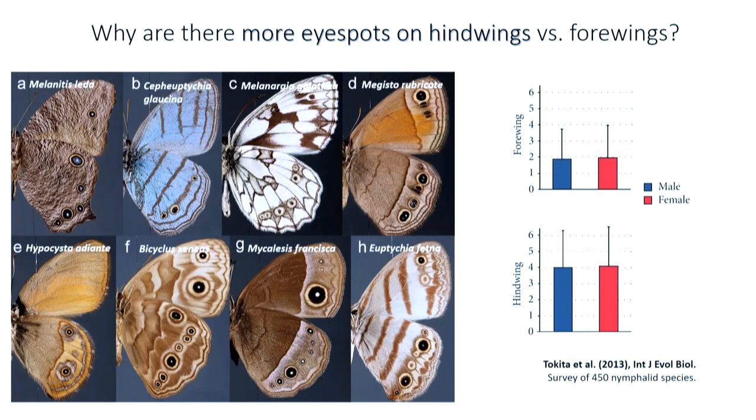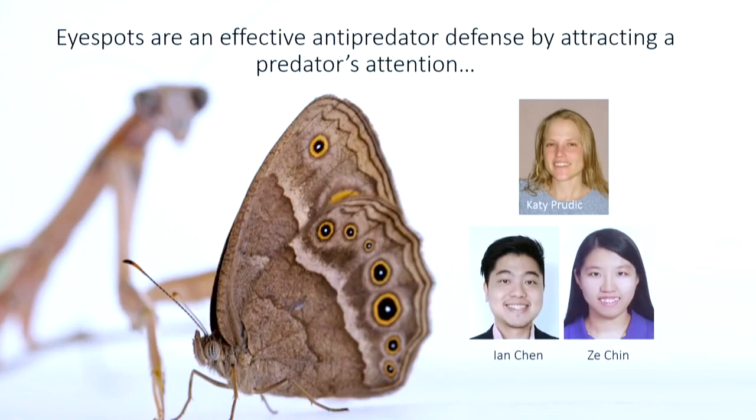When we scan different species and count the number of eyespots present on forewings versus hindwings, there's always a big difference in the number. There are always many more eyespots on hindwings than on forewings. So this is very consistent and very prevalent across the nymphalids. So why do we have this bias? Why do we have this difference in the numbers between forewings and hindwings?